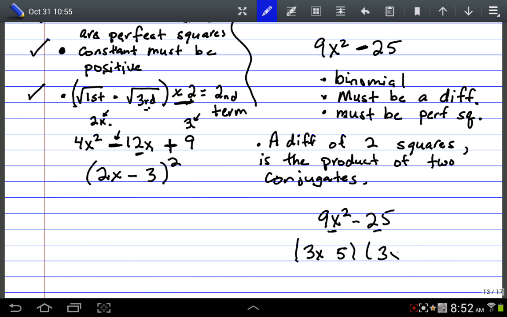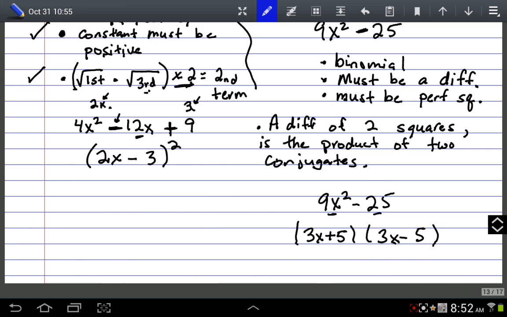and 3x and 5. And recall, conjugates have different signs. So one is plus, one is minus. And it does not matter which one is plus or minus. Alright, so I'm going to just call this one plus and this one minus. Surely the order there does not matter, so I could have reversed that. Okay, to me, differences of squares are the easiest things to factor.